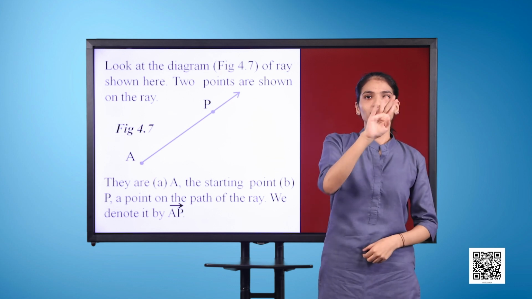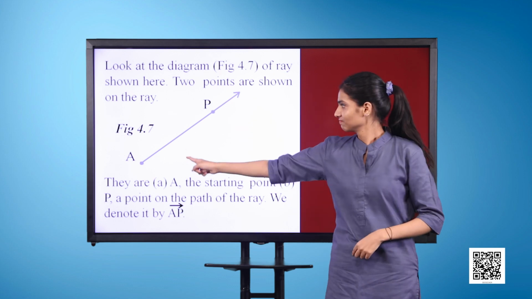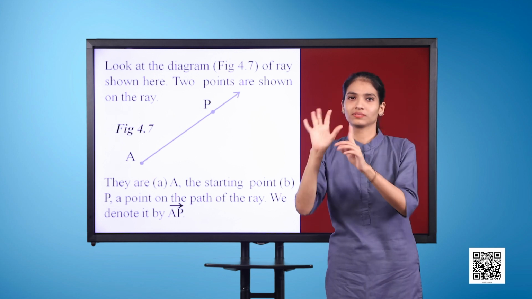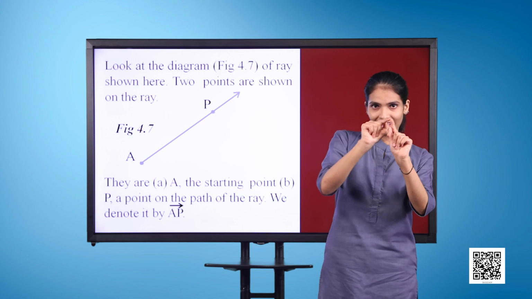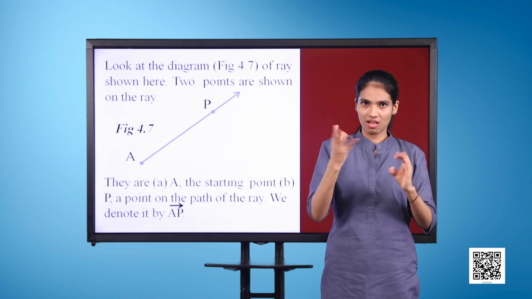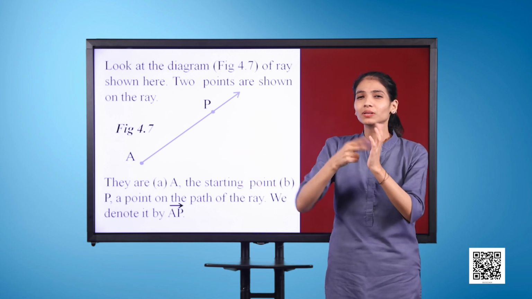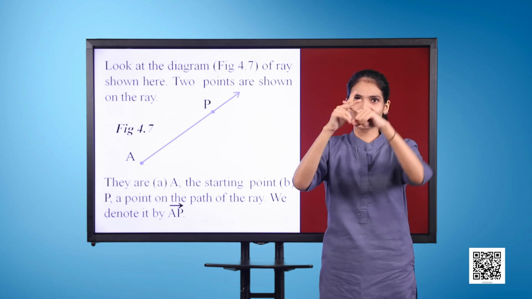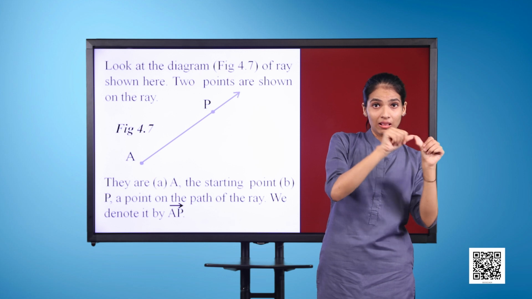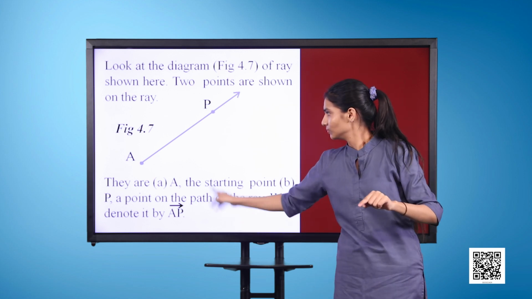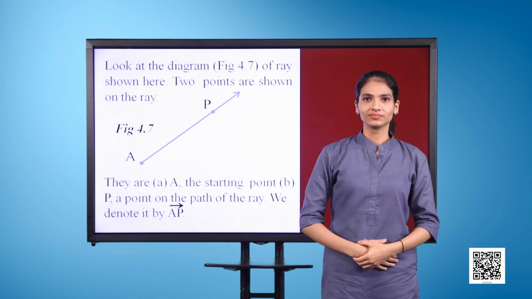Observe the diagram, Figure 4.7 of ray given here. There are 2 points on the ray. They are A, the starting point, and P, a point on the path of the ray. We denote it by AP with an overhead ray, that is, a line with a single arrow.